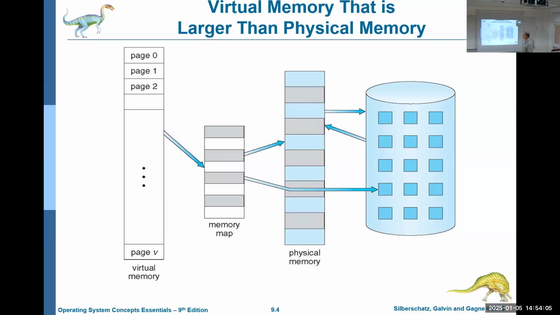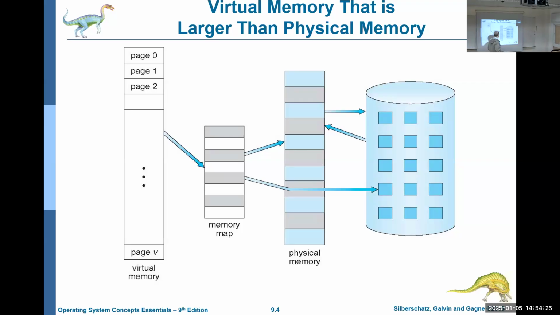Let's look at this example. Here's a virtual memory. I have pages 0 through V, virtual, some large size. The physical memory is smaller. Physical memory is 0 through 20, whatever. This is 25.